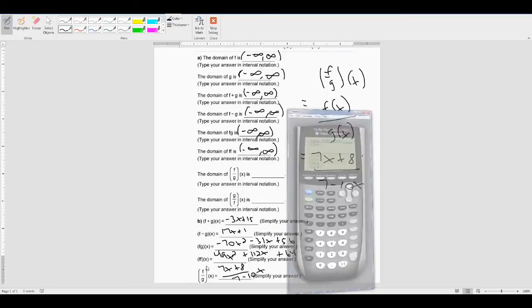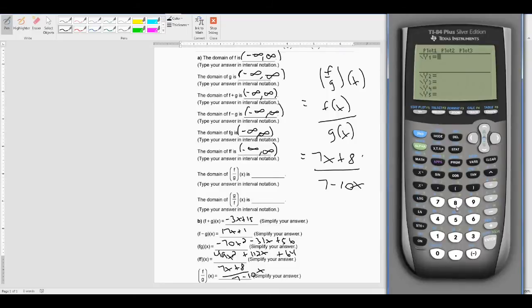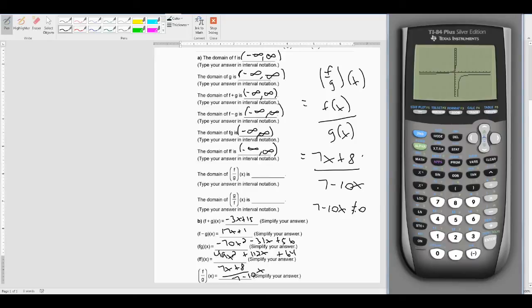Now the domain, I'm going to graph it so you can see how ugly it actually looks. When I graph it, I'm going to put the numerator in parentheses and the denominator in parentheses. That's how you want to type it in. And look at the graph. As you can tell, it's going forever to the left and forever to the right, but there's something going on in the middle. There's a point that it's not getting to. There's actually a vertical asymptote there, an x value that doesn't exist. The way you find that is you take your denominator, which is 7 minus 10x, and set it equal to 0, because it can't be equal to 0. You can't have division by 0. So your denominator cannot equal 0.